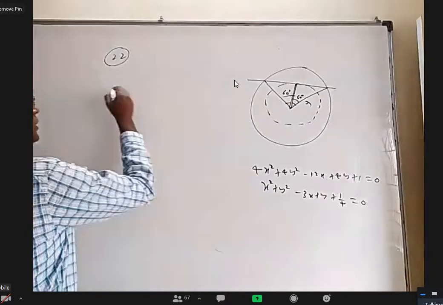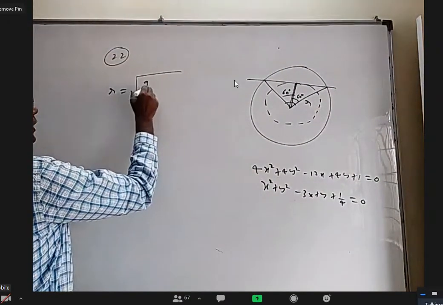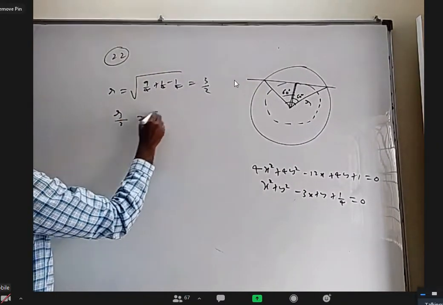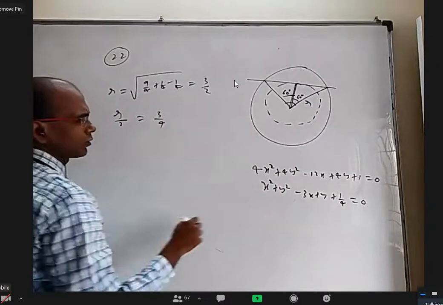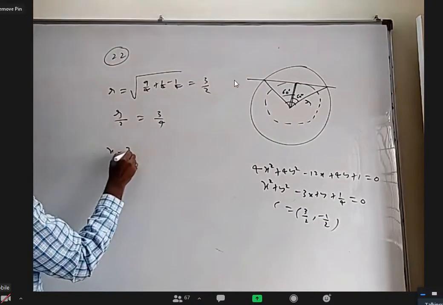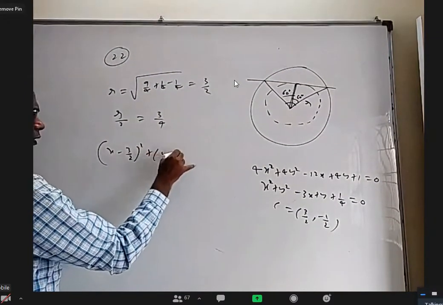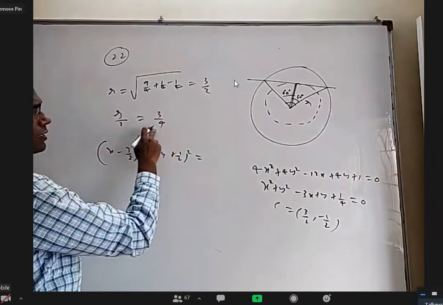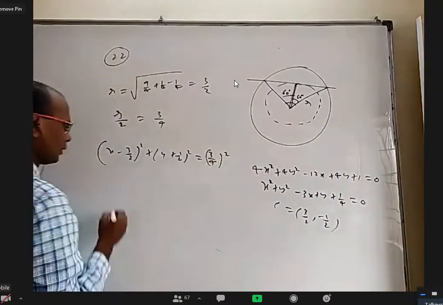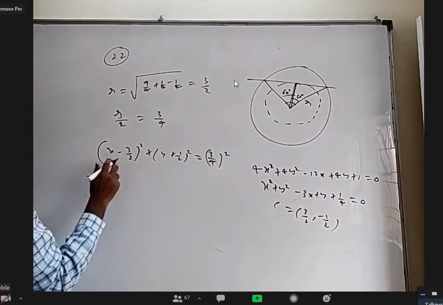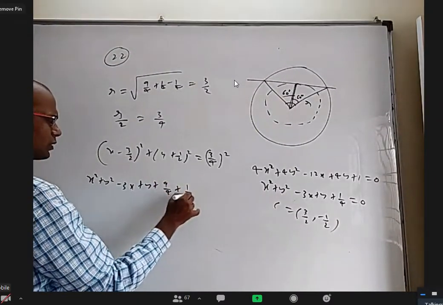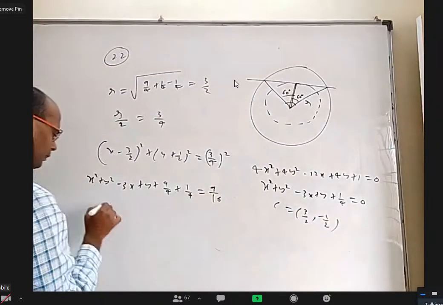So what is the radius here? Root over 9 by 4 plus 1 by 4 minus 1 by 4, 3 by 2. So R by 2 will be 3 by 4. And what is the center here? 3 by 2 comma minus 1 by 2. So the required circle is x minus 3 by 2 whole square plus y plus 1 by 2 whole square. Same center, but radius is half of the earlier radius, which is 3 by 4 whole square. We will get x square plus y square minus 3x plus y plus 9 by 4 plus 1 by 4 equal to 9 by 16.